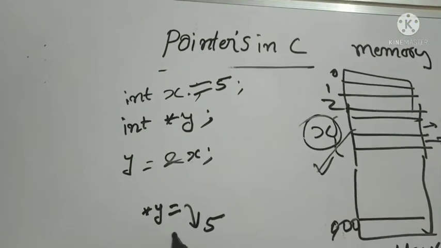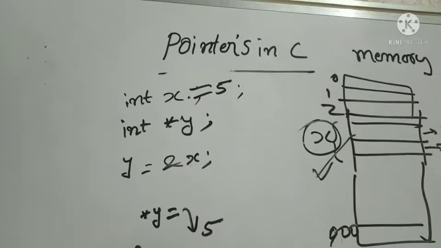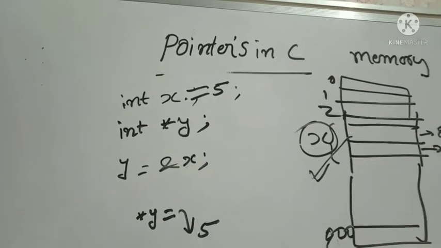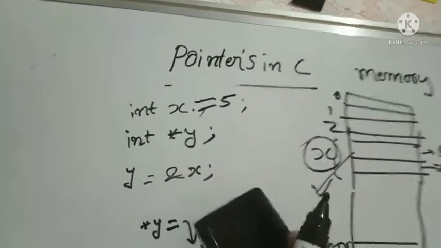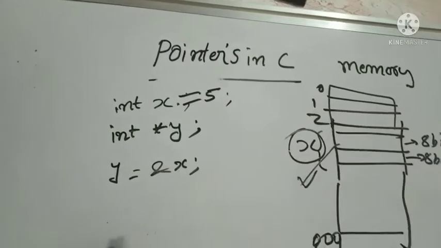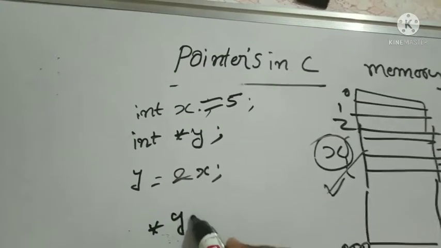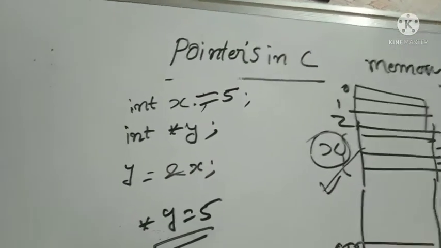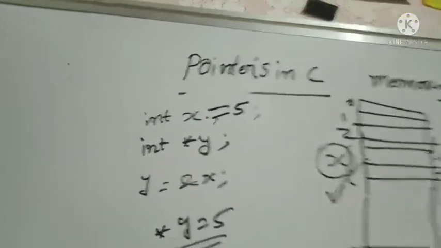Okay, so what is 5? What is the value of y now? Star y indicates it will give us the value equal to 5. The output of star y will be equal to 5.